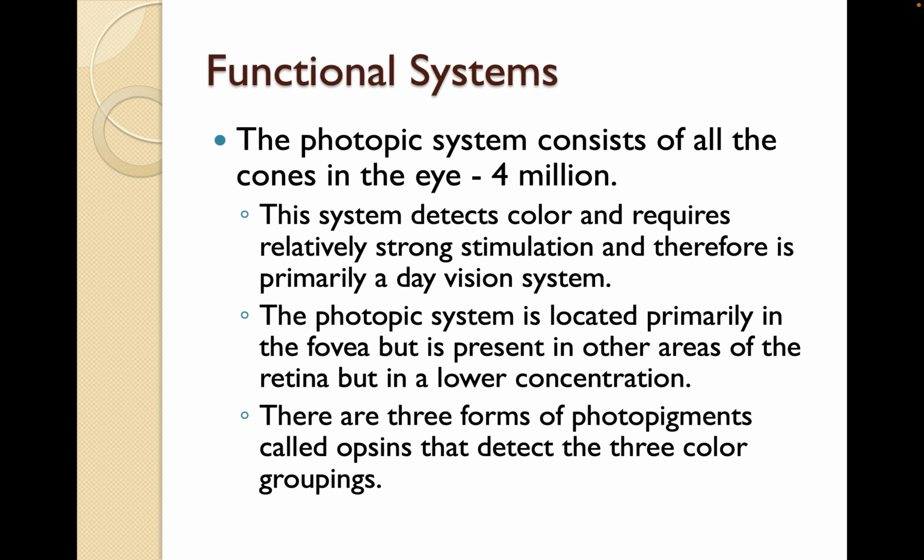The photopic system consists of all the cones in the eye, about 4 million. This system detects color and requires relatively strong stimulation and therefore is primarily a day vision system. The photopic system is located primarily in the fovea but is present in other areas of the retina in a lower concentration. There are three forms of photopigments called opsins that detect the three color groupings.